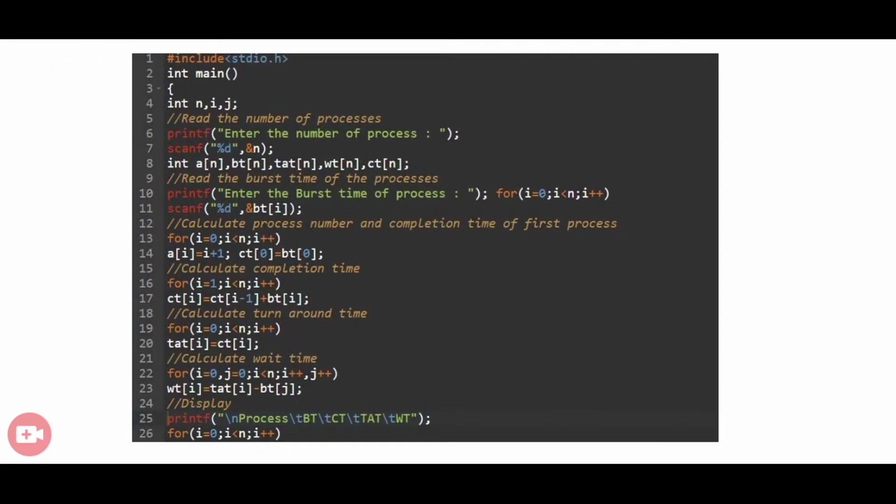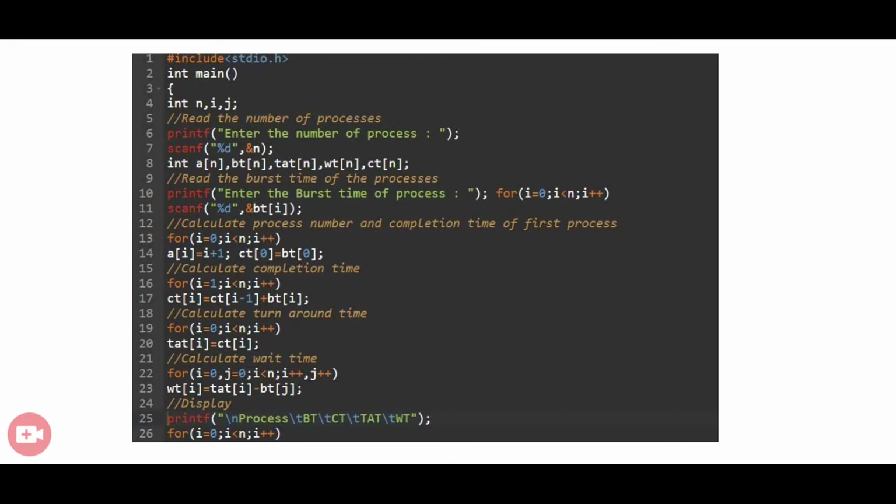So this is a process scheduling algorithm. First you have to enter the number of processes. For that you can use arrays. Then you have to enter the burst time of each process. So what is burst time? Burst time is the time required to execute a process.